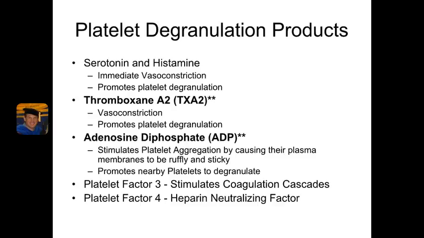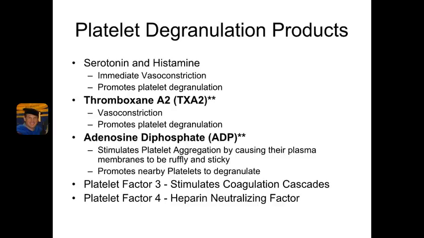Another thing they're going to release is thromboxane A2. Now, thromboxane A2, despite the name, is actually a prostaglandin. So in order to produce thromboxane A2, we actually have to combine arachidonic acid with, that's right, cyclooxygenase 1. So thromboxane A2 is actually a prostaglandin being produced by the platelet. And that's going to cause two major things. The first one is vasoconstriction, and the other one is nearby platelet degranulation.